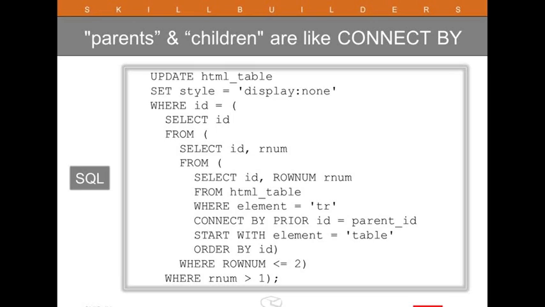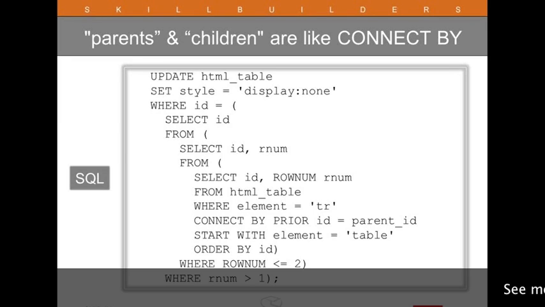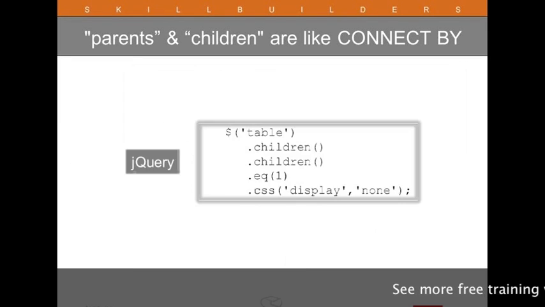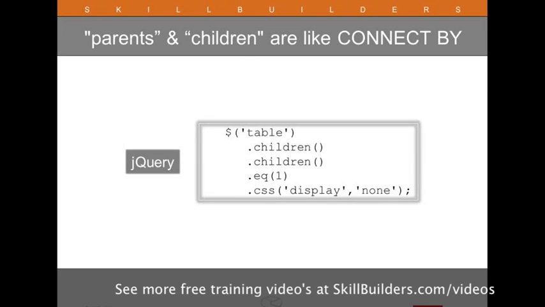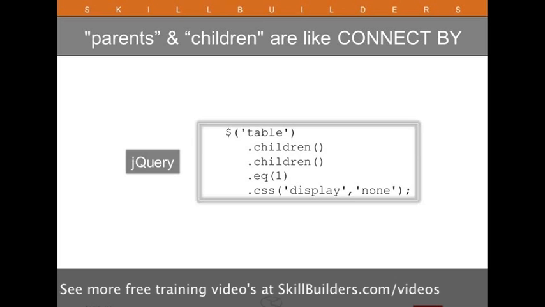If you're familiar with connect by in SQL, you don't need this example to understand what it does. It basically allows us to traverse the hierarchical relationships in our databases. It's far more powerful than the tools that people have in other database systems. Very easy to use. Here's the equivalent in jQuery. In my opinion, it's even easier.